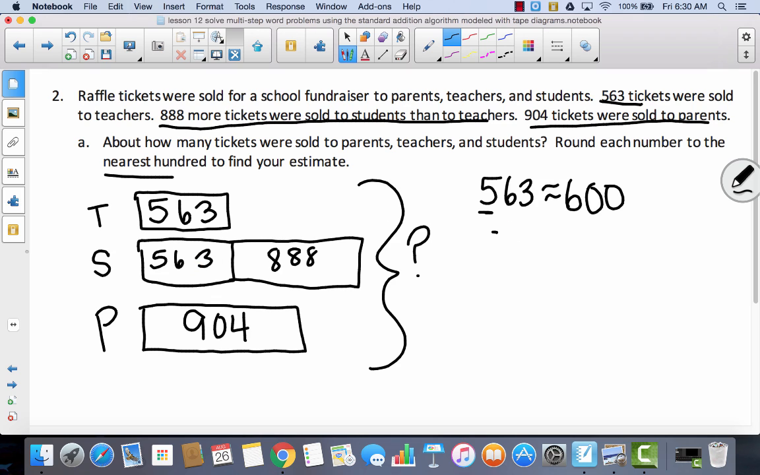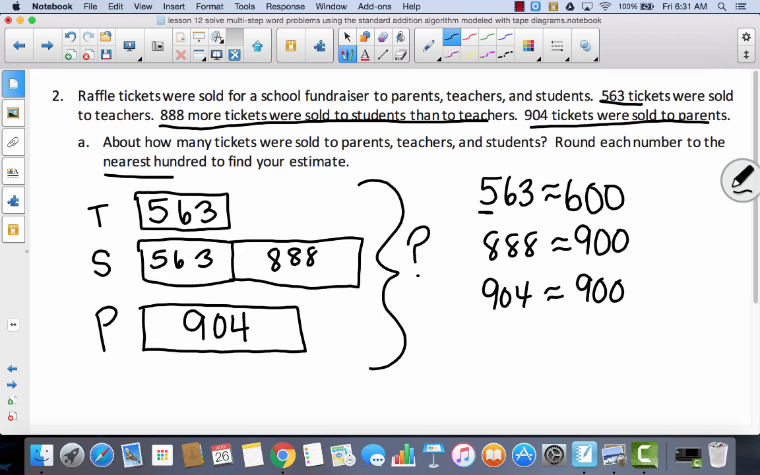And then they have 888. Well, 888 comes between 800 and 900. And this 8 tells me that it's more than halfway, so this number also rounds up to 900. Then I have 904. Well, 904 comes between 900 and 10 hundreds, which would be 1,000. The 0 tells me that it rounds down to 900.